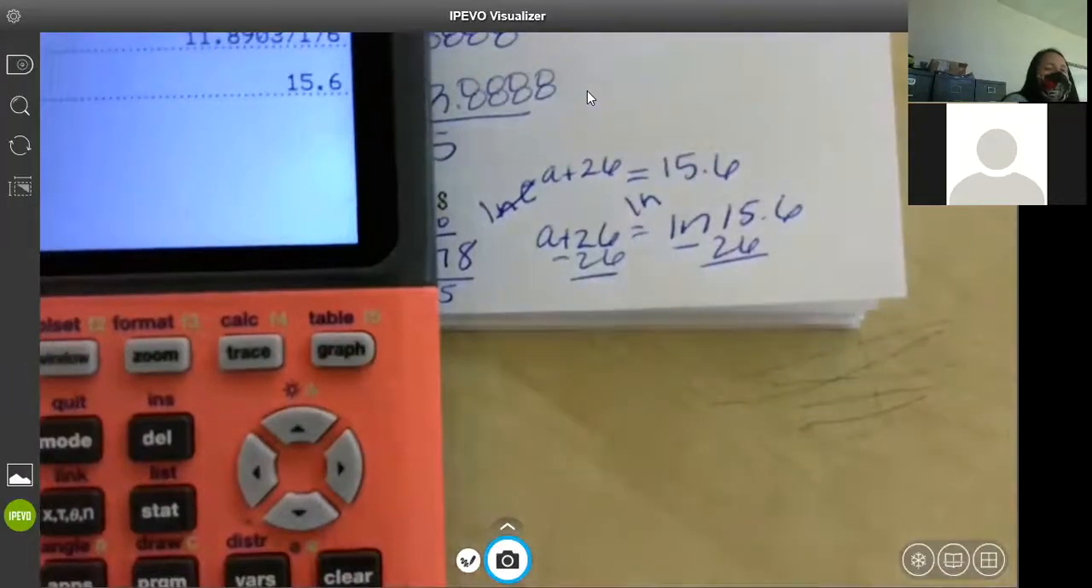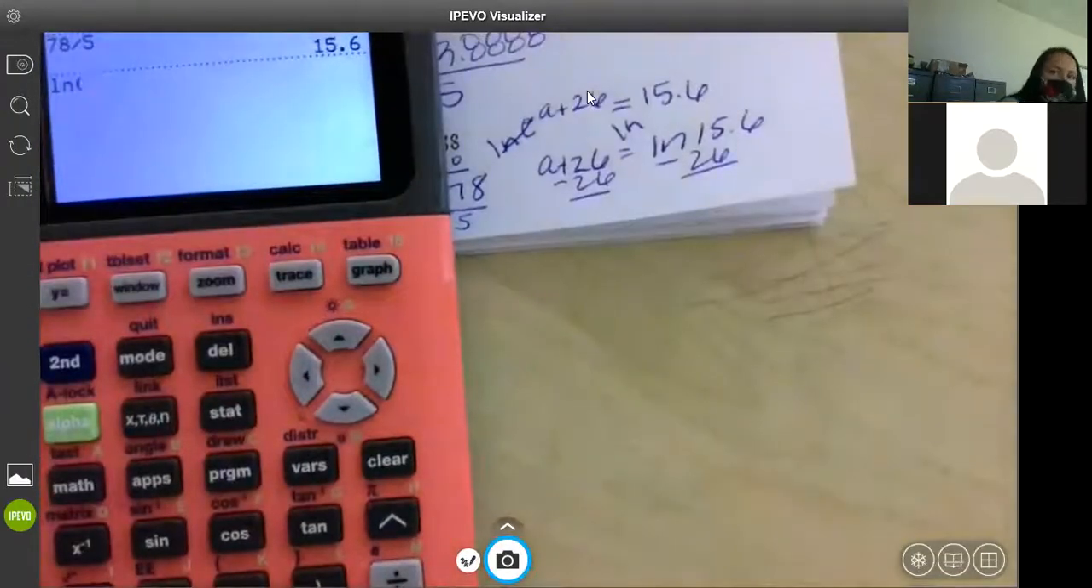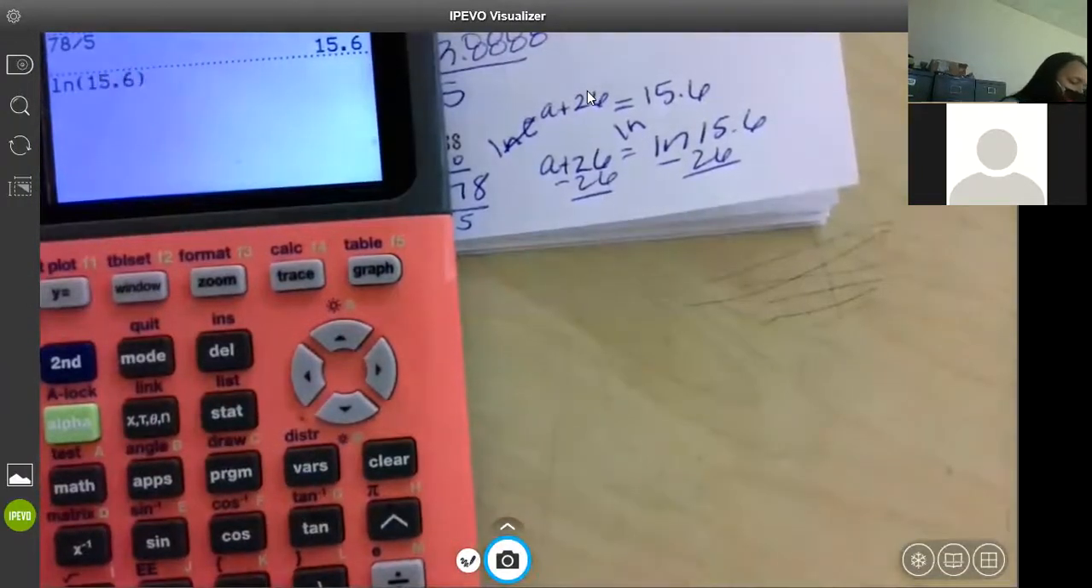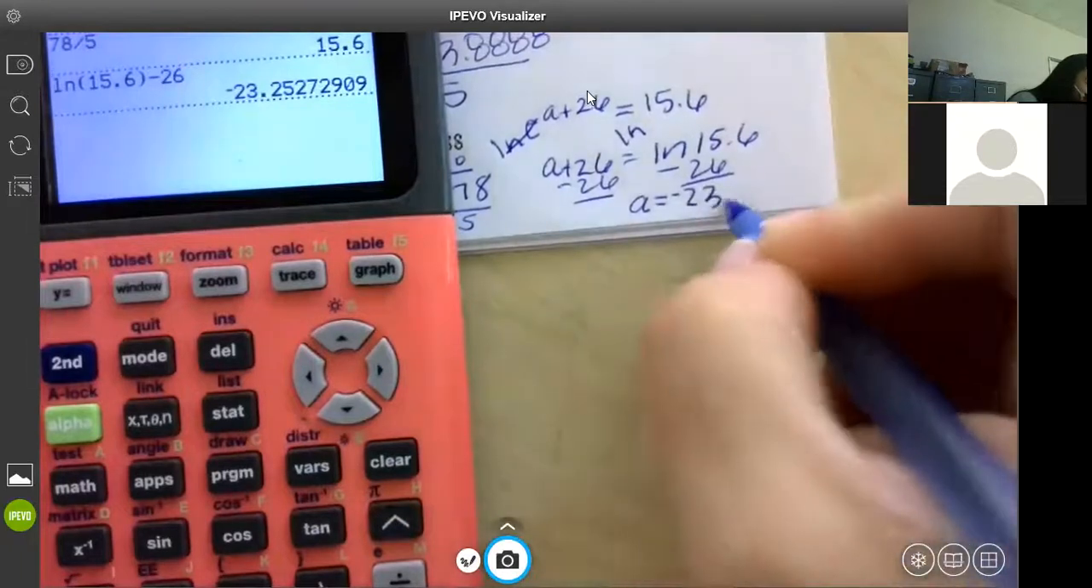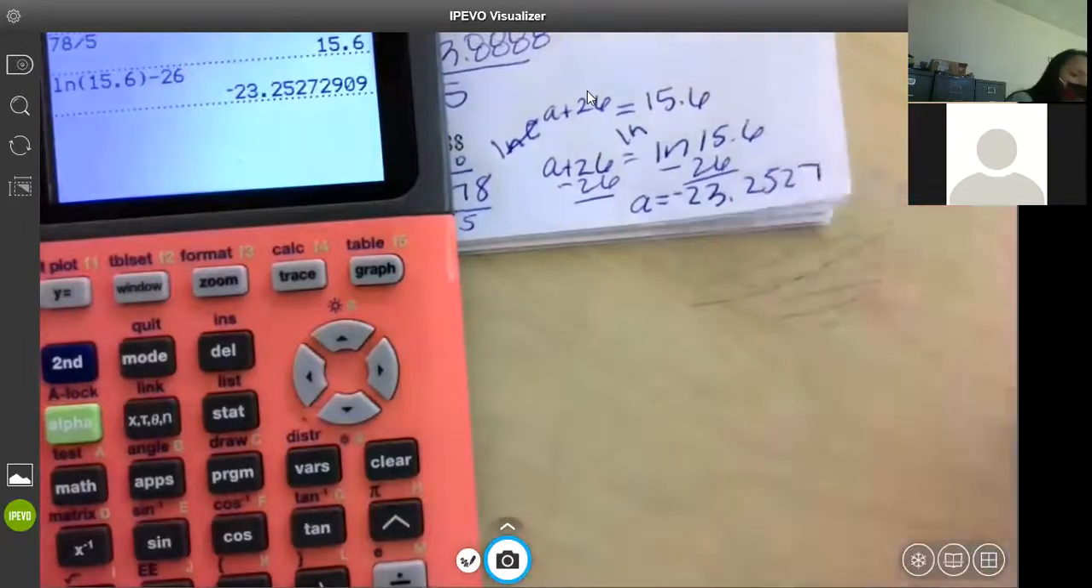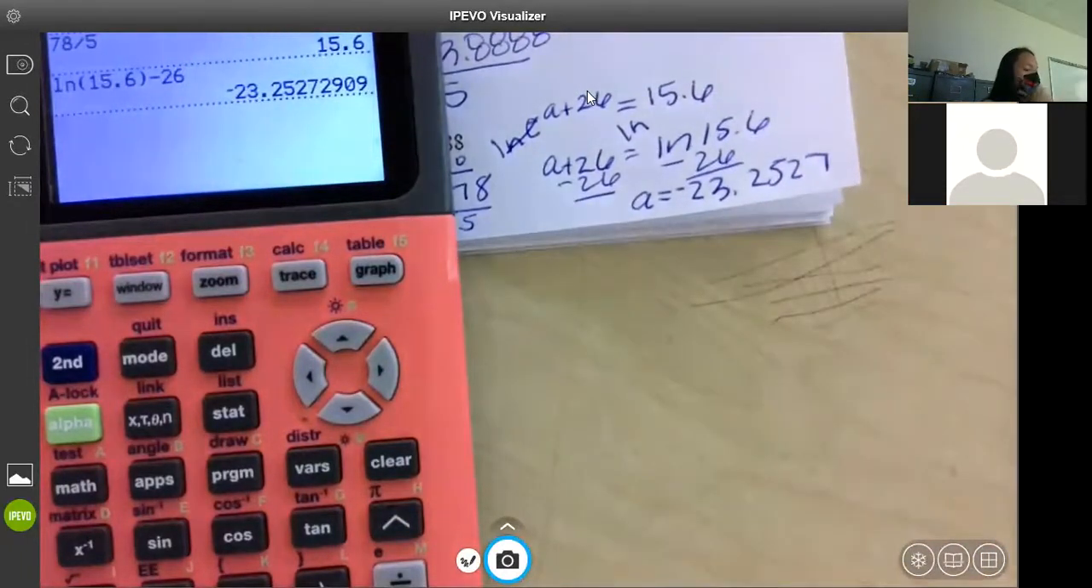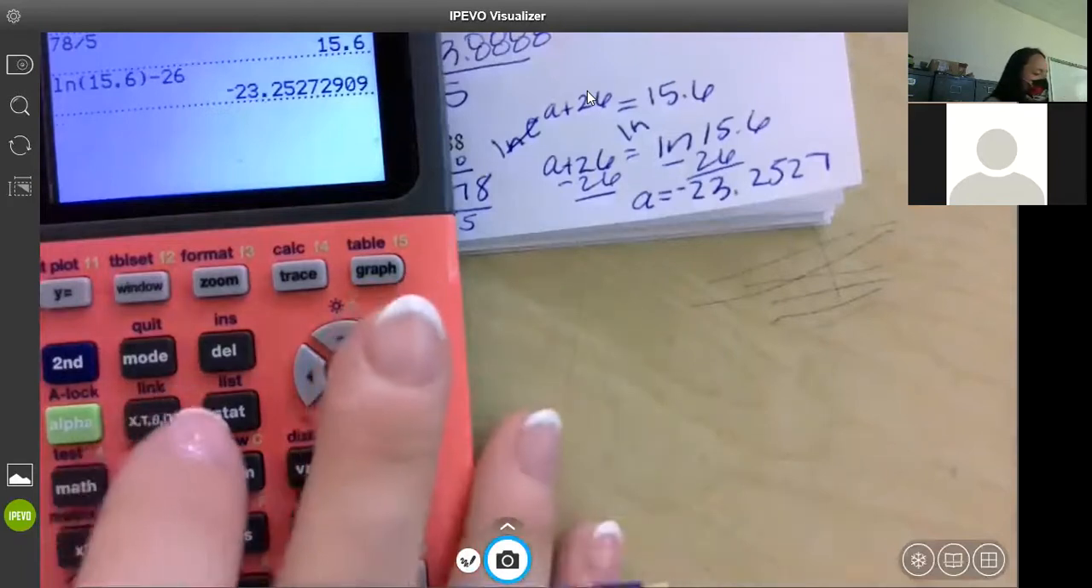So LN, make sure you guys can see it. LN 15.6, close that parenthesis, subtract 26. Gives me negative 23.2527. Just remember your 2 steps. Get E by itself and then LN both sides.